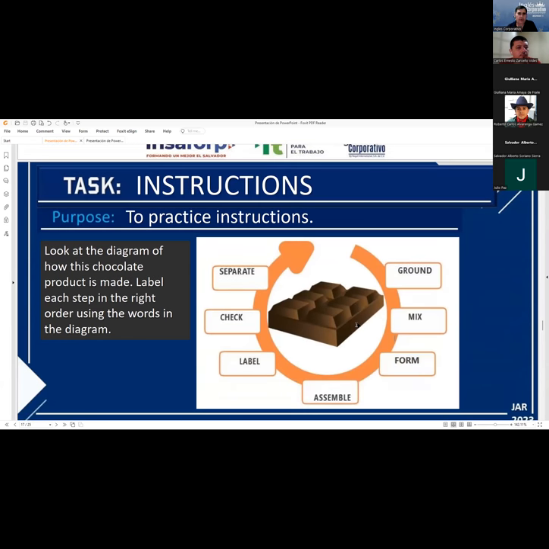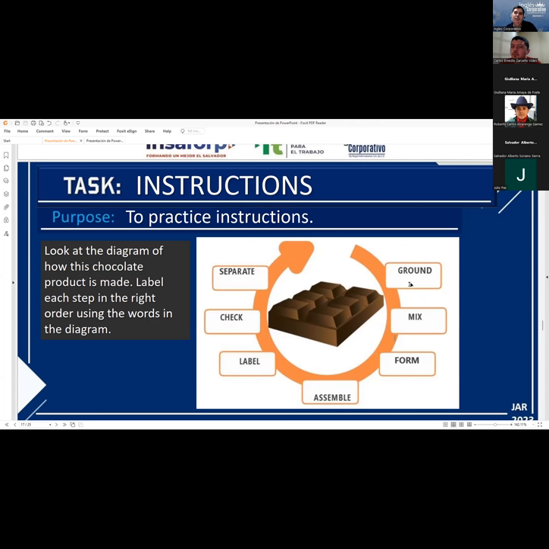Okay, now let's continue. We're going to do the task. Instructions. To practice instructions, look at the diagram of how this chocolate product is made. Label each step in the right order using the words in the diagram. So they begin here and then they go clockwise. Ground, mix, form, assemble, label, check, and separate.